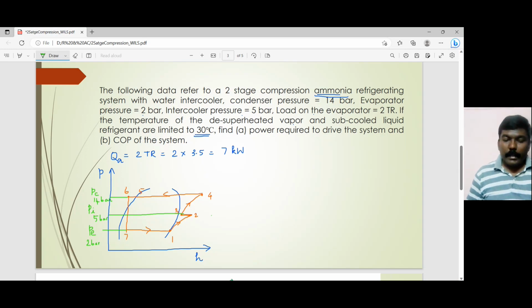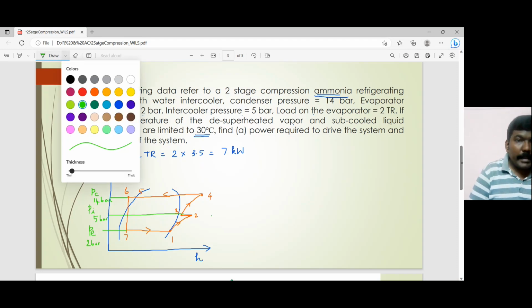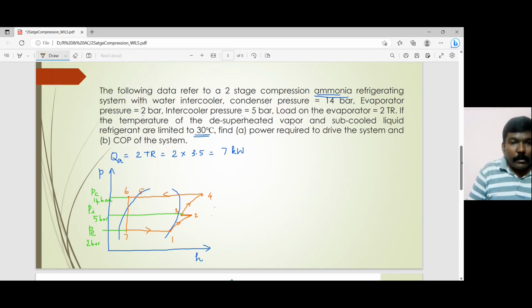Now let's use the pH chart of the ammonia refrigeration system. Before proceeding further, let me also point out one more thing. Let me use a brown color over here. One point which they have mentioned is that the temperature of the desuperheated vapor and the temperature of the subcooled liquid refrigerant are limited to 30 degrees centigrade. If you look at the temperature line, it looks like this.